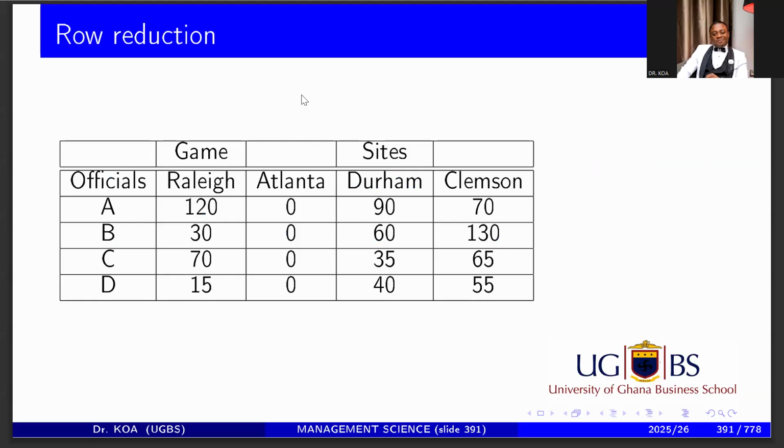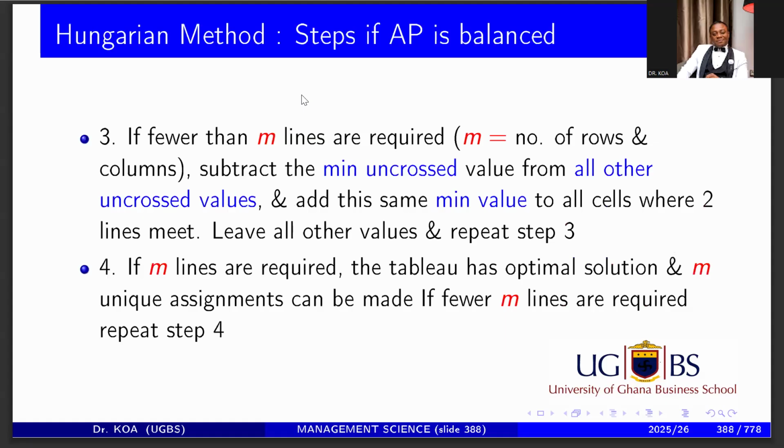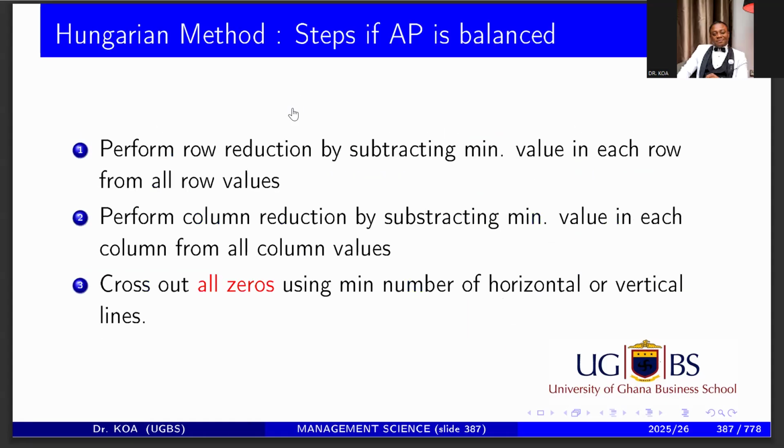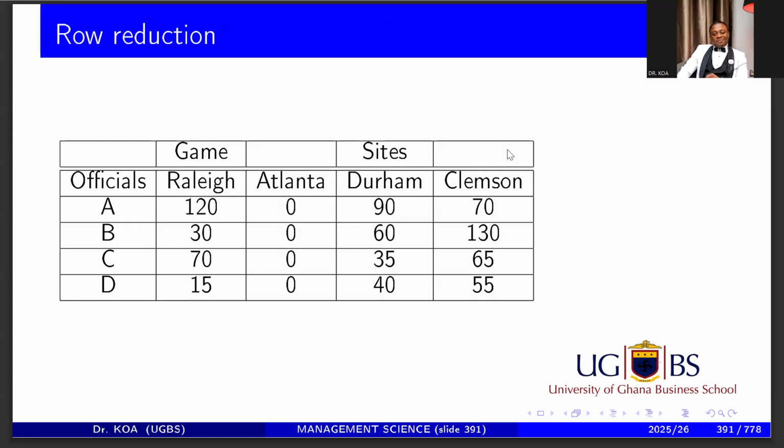Is that one clear? Yes. Okay. Now we go to the next one. Perform column reduction by subtracting the minimum value in each column from all values in that column. So let's continue from here. The minimum value in each column here, Raleigh, is what? 30. So 30 will have 15.